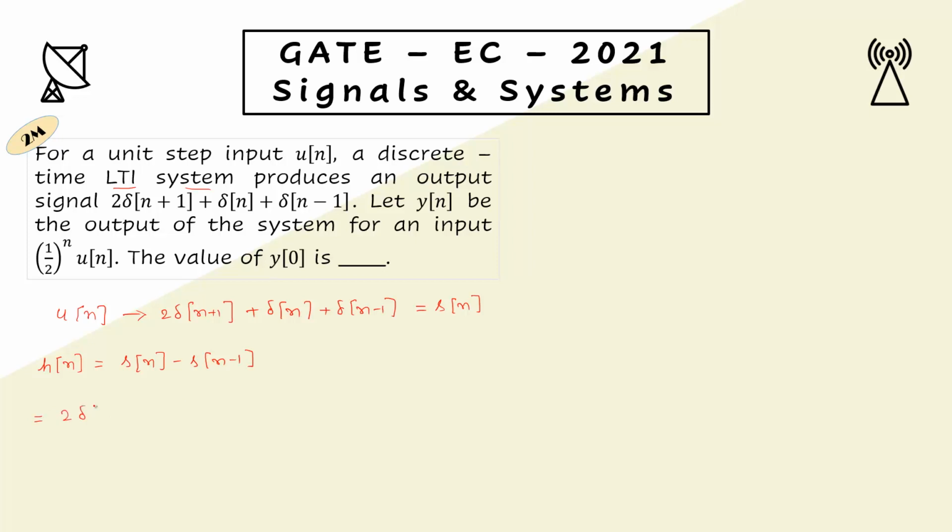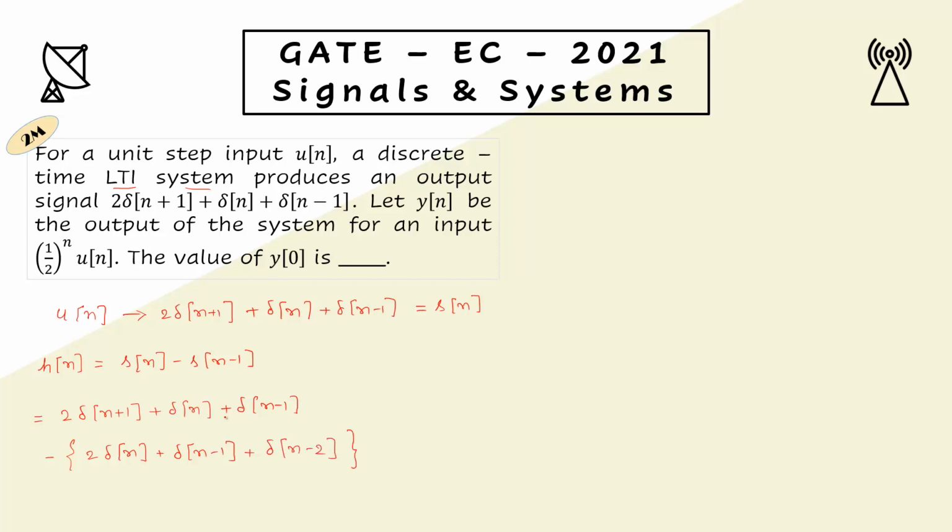That should be equal to 2 times delta of n plus 1 plus delta of n plus delta of n minus 1, minus s of n minus 1, which should be equal to 2 delta of n. Why? Because n is replaced with n minus 1, so you get 2 delta of n minus 1 plus 1, which is delta of n. In a similar fashion, the second term would be plus delta of n minus 1 and the third term would be plus delta of n minus 2.